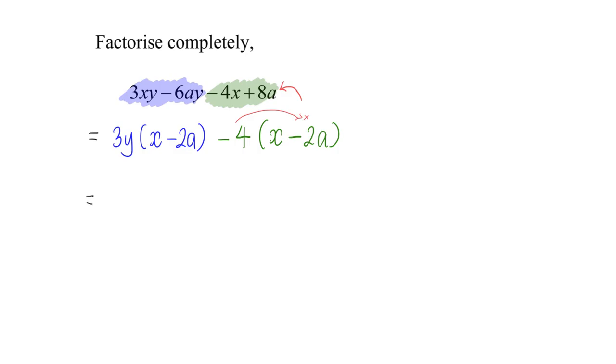Next, then I will see that x minus 2a, this bracket is actually common between the two groups. I'm going to take out as a common factor, and I'm left with 3y and negative 4.